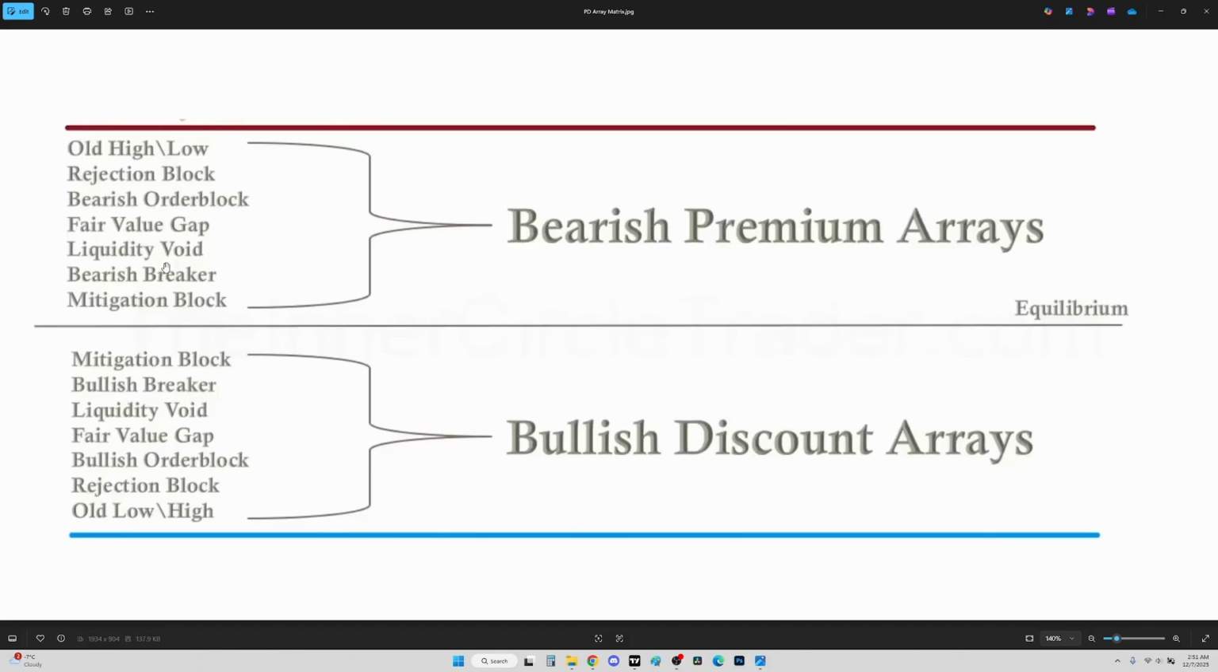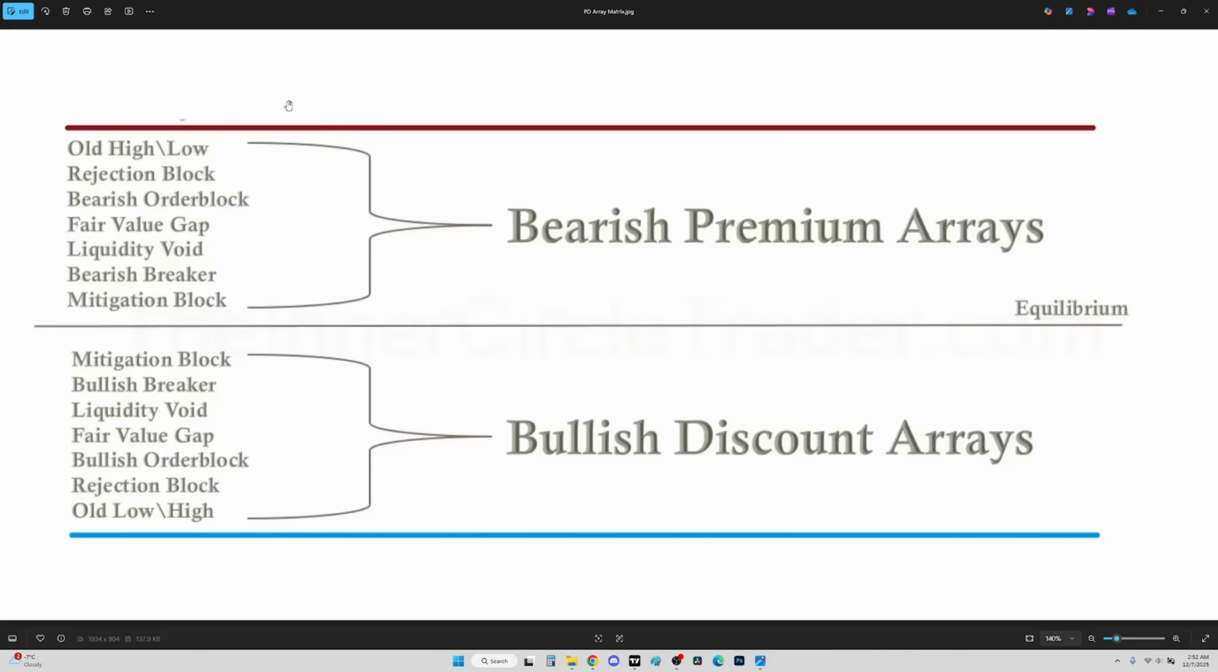Then if there's nothing there, I would look for a liquidity void. Actually, I won't even look at that because I don't use it on the lower time frames when I'm entering. So I would then look for a fair value gap. If there's no fair value gap, then I would look for a bearish order block. And if there's no bearish order block that I can see, I'm probably just not going to touch it at all, right? I'm just going to let it give me more information.